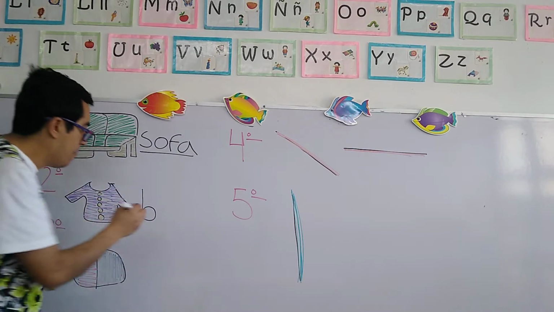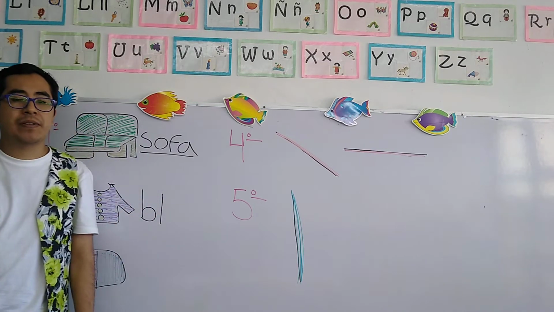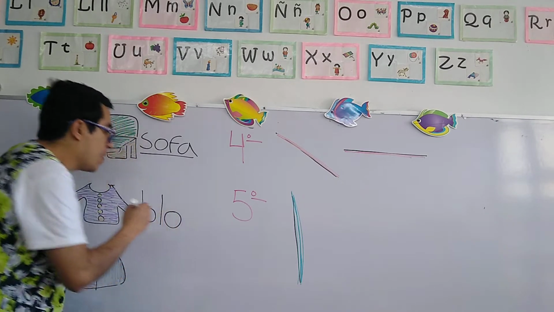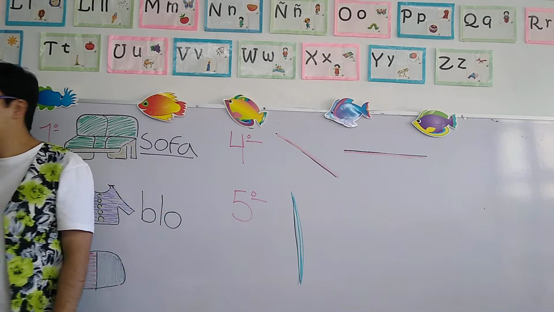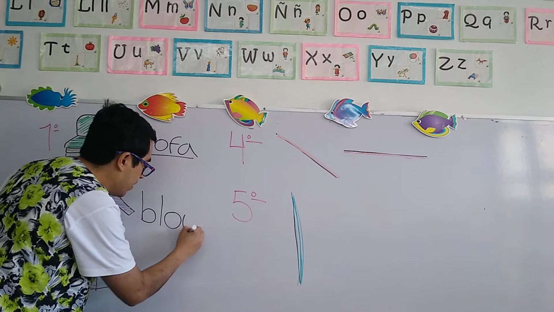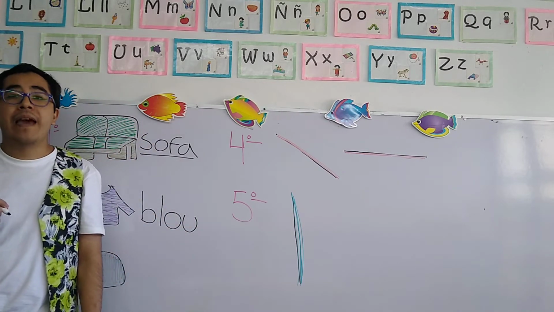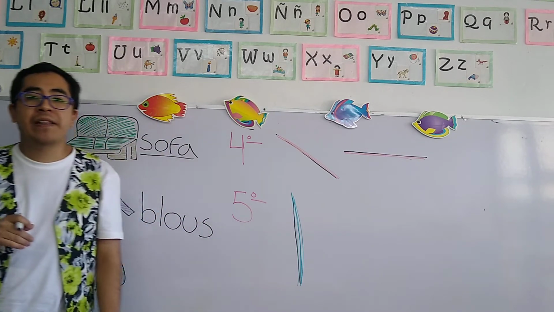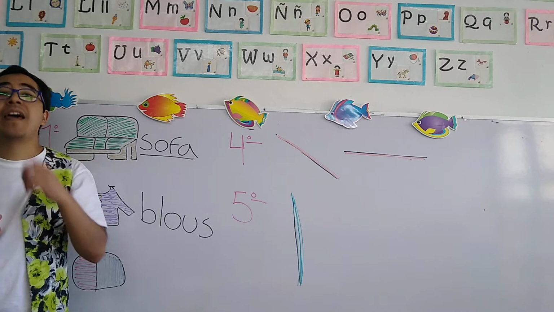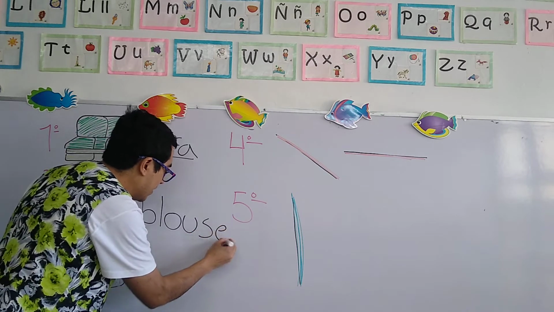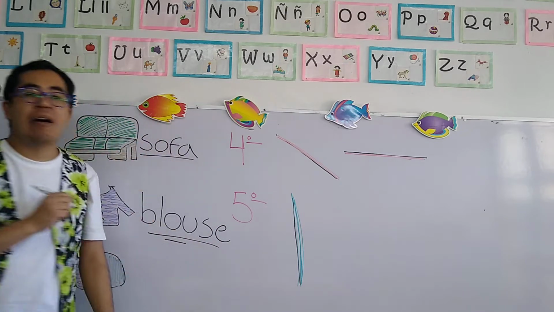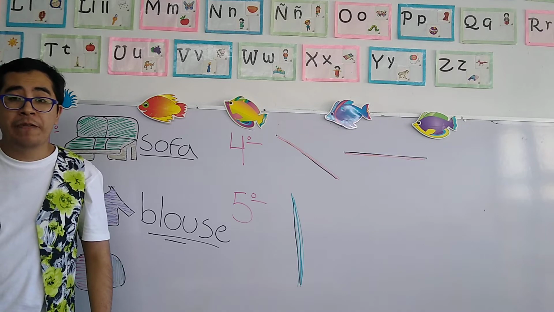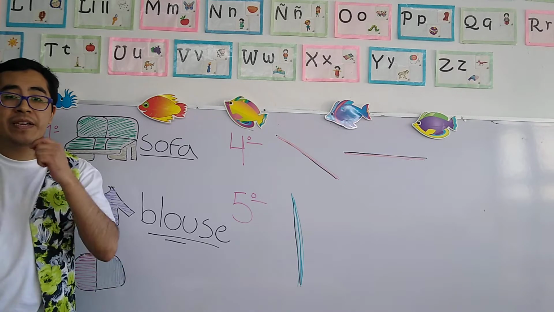letter L of lemon, excellent. What's the next letter? Letter O of oval, of Oscar. Letter U of unicorn. Letter S of snake, remember the snake? And finally, we're missing one. Letter E of elephant. And we have the word blouse. Okay, remember blouse, it's part of the family of the cloth, de la ropa, and it's worn by the girls.